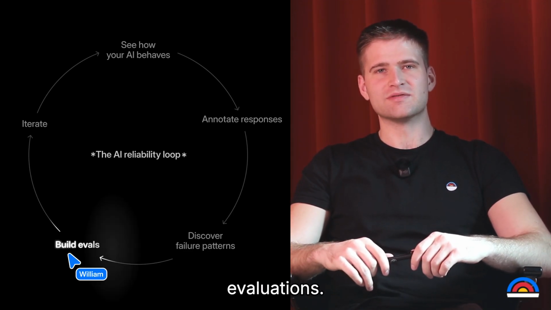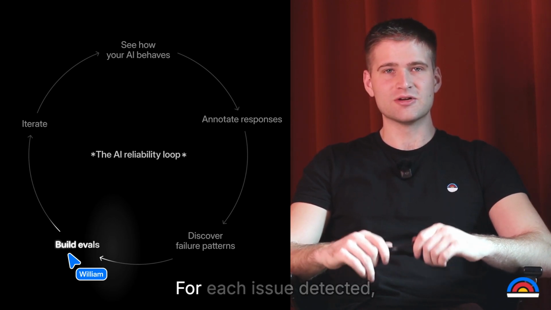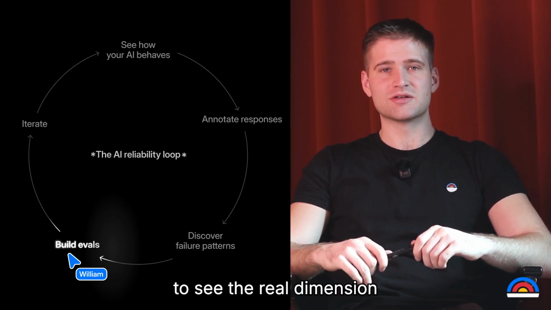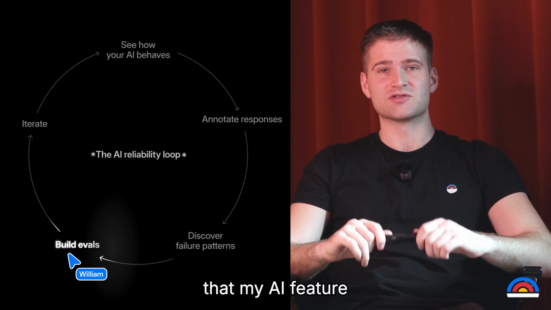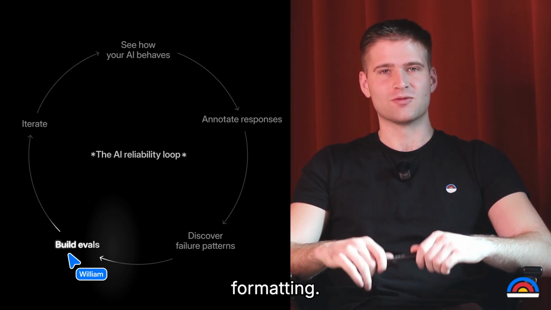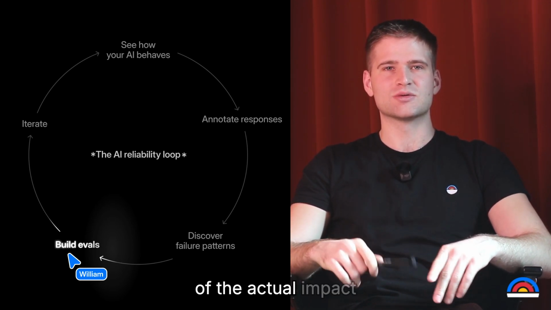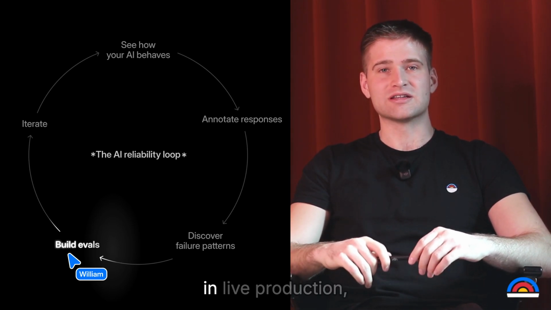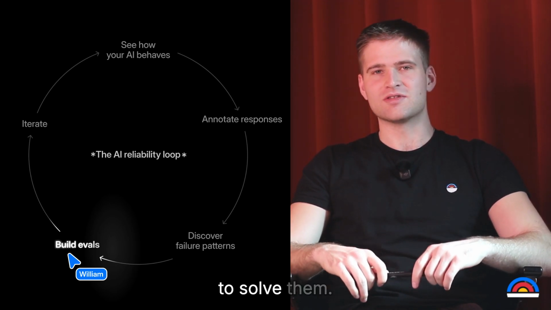So, step 4 is building evaluations. Now, you turn those failure patterns into automated tests. For each issue detected, we're going to create a targeted evaluation. This will allow us to see the real dimension of each issue. For example, if I've annotated 100 logs and I've discovered that my AI feature is outputting JSON incorrectly in 10 of them, I can create an eval to track the output formatting. Then I could run this eval through 10,000 logs to get a better idea of the actual impact of an issue. Additionally, as we now have an eval running on an AI product in live production, I can see how the issue evolves and if further action needs to be taken to solve them.